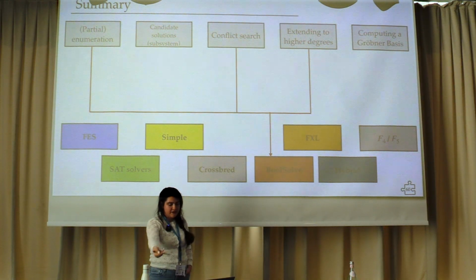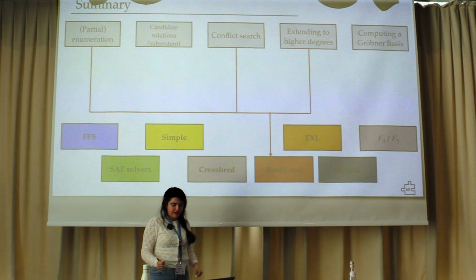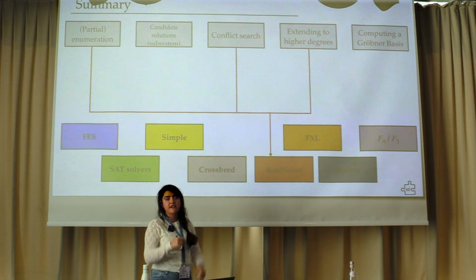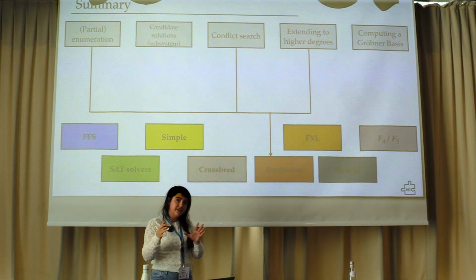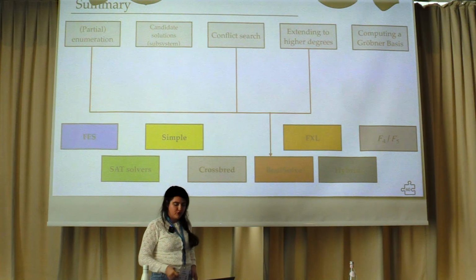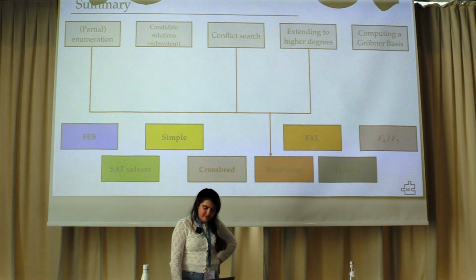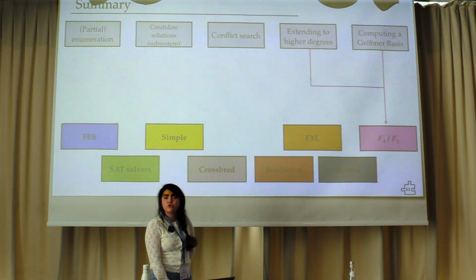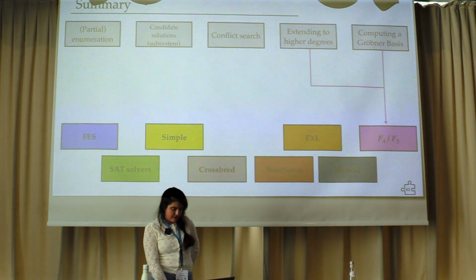It enumerates up until some point, depending on the best trade-off, and then it tries to find some conflict. If it finds a conflict, you backtrack in the enumeration. If it doesn't, you continue and you compute a Gröbner basis. F4, F5, they're just computing Gröbner bases. That's everything that they do.